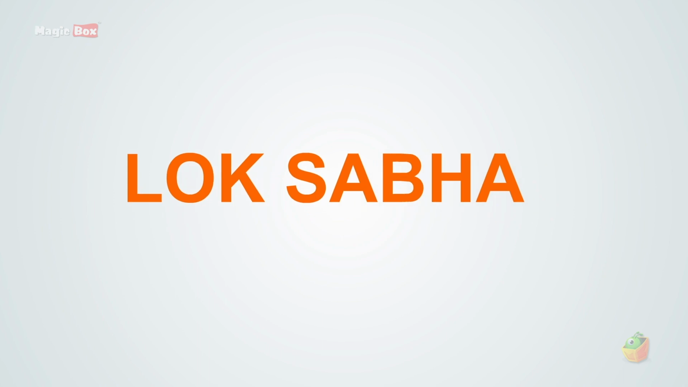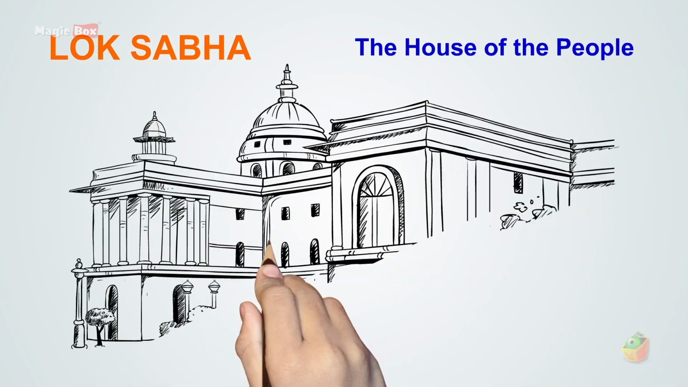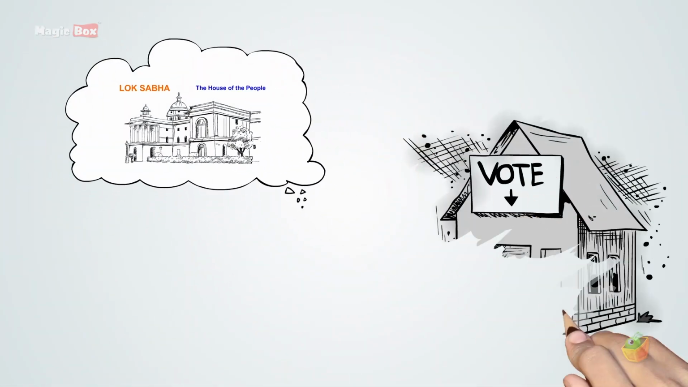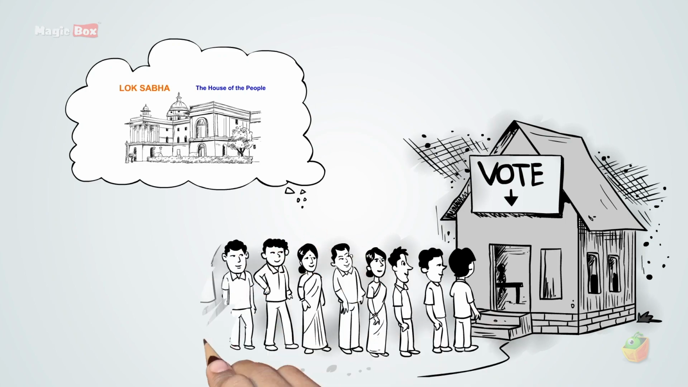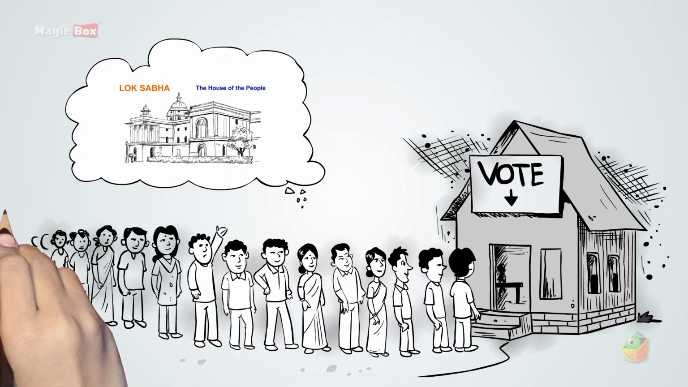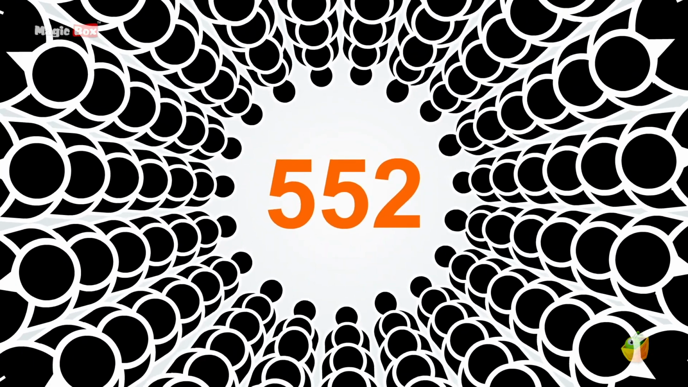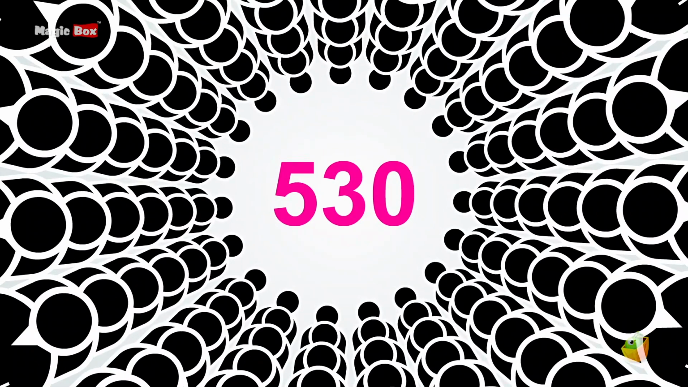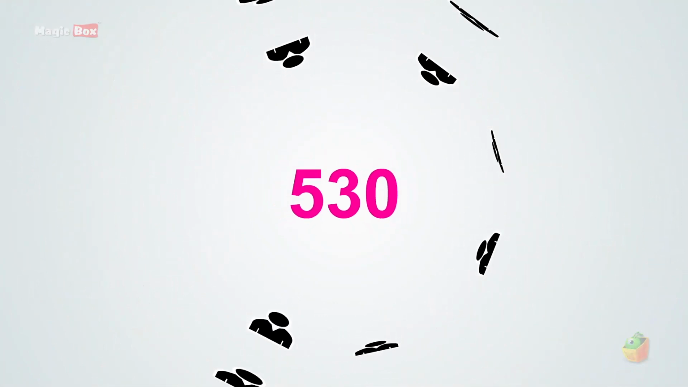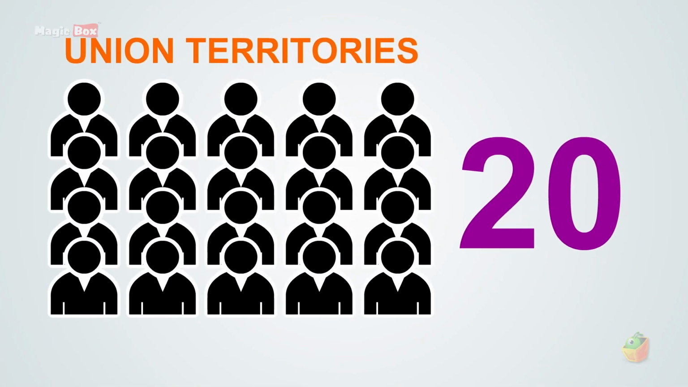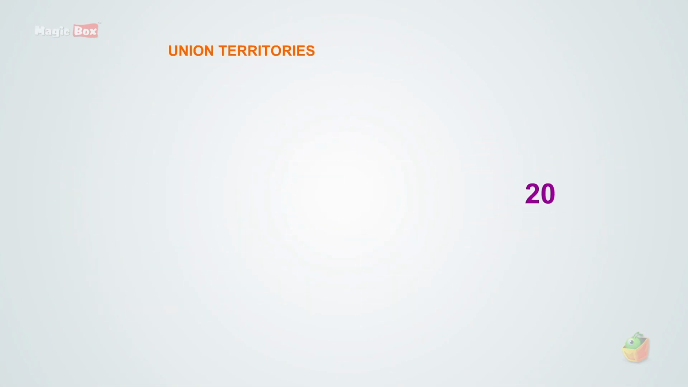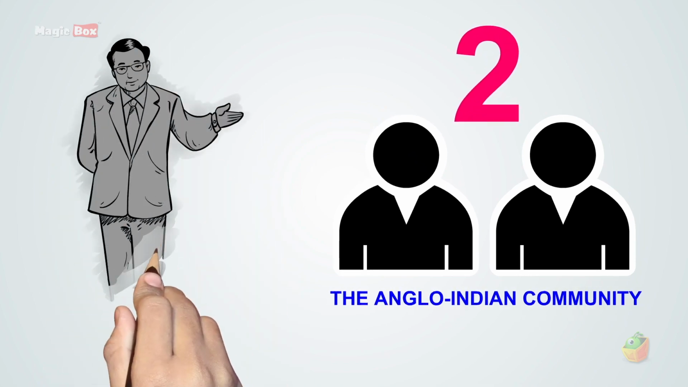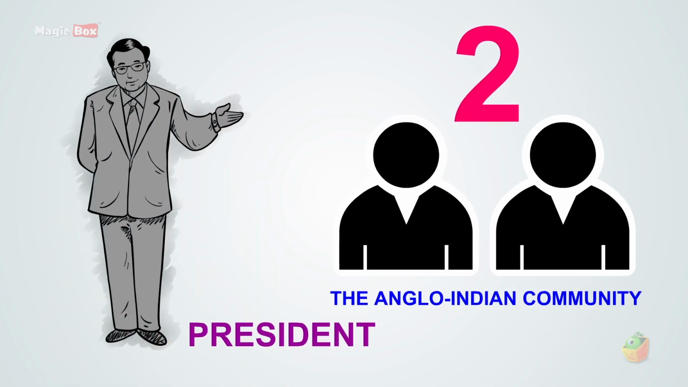Lok Sabha. The Lok Sabha is called the House of the People because its members are elected directly by the people. The Lok Sabha has a maximum strength of 552 members. Of these, up to 530 members represent the states, while up to 20 members represent the union territories. And not more than 2 members of the Anglo-Indian community can be nominated by the President.